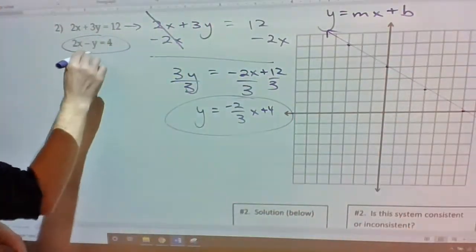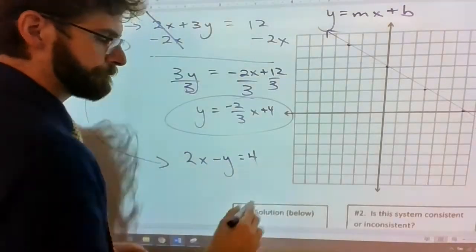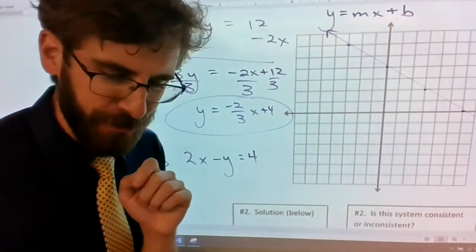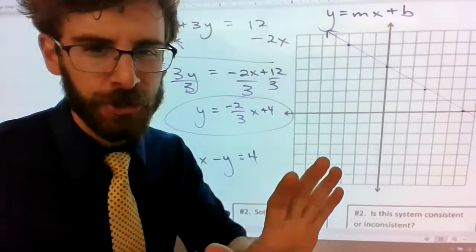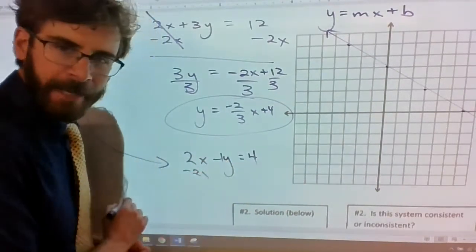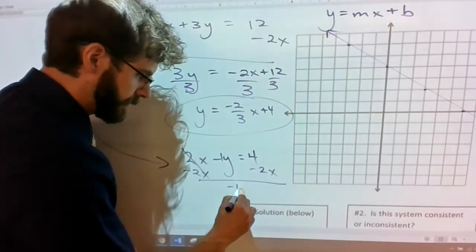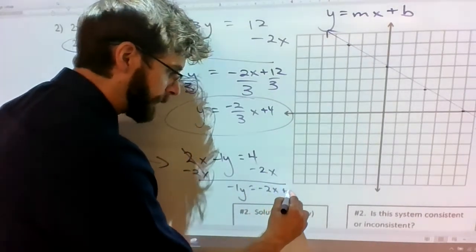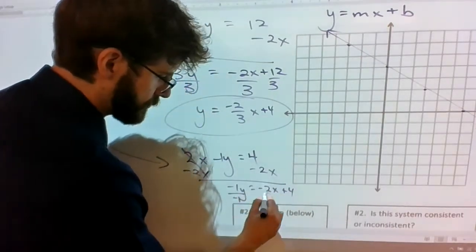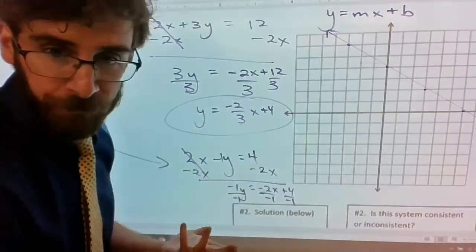For my other equation, I got 2x minus y equals 4. I don't want to confuse you guys, so I'm not going to show another method. I'm just going to put a 1 in front of the y and do it like normal. Okay? Negative 2x on both sides. So you got negative 2x plus 4. And then don't forget to divide by that negative 1 that I created. That's going to change this to a positive 2x and this to a negative 4.